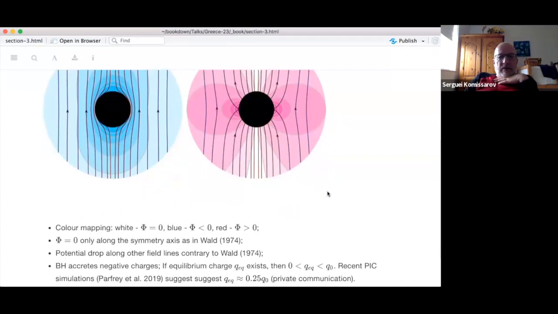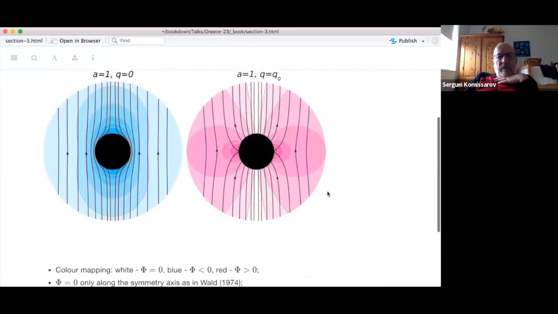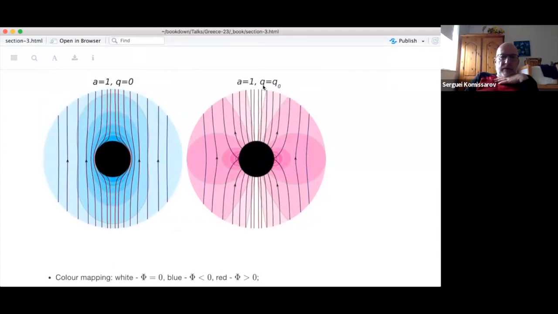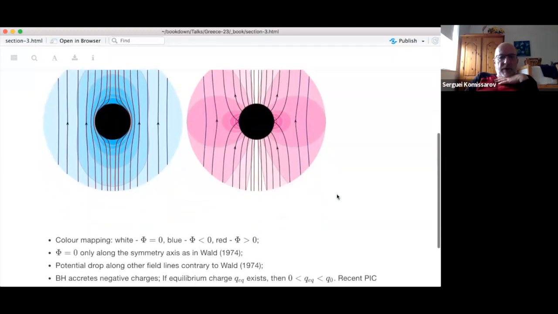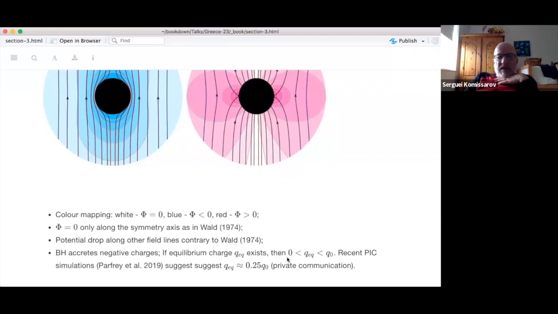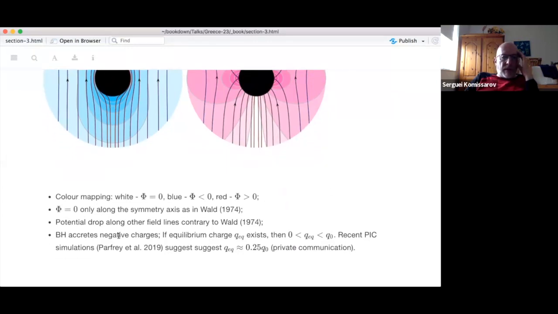So as a result, the black hole cannot have this whole charge as an equilibrium charge. And if an equilibrium charge exists, then it must be between 0 and the whole charge. And this was indeed confirmed in recent PIC simulations by Prof et al. And they found that there is something like an equilibrium charge, not exactly equilibrium, but more or less a quasi-equilibrium charge. And it's about 1/4 of the Wald charge.